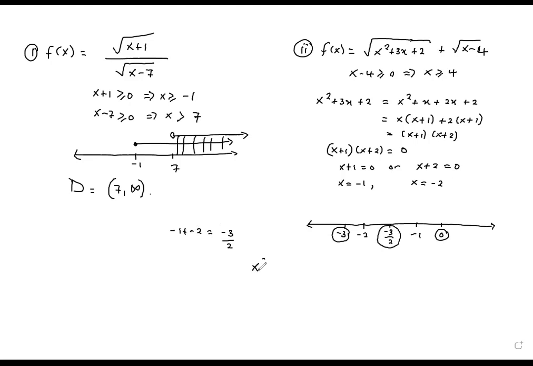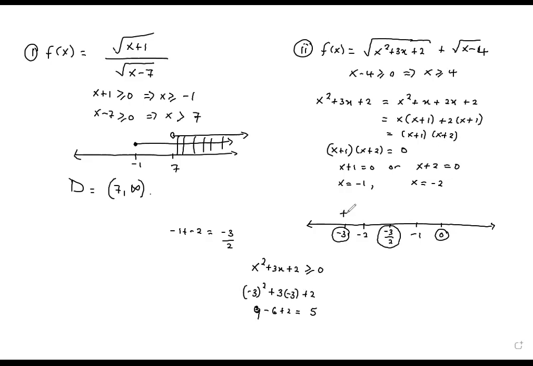We can even use x squared plus 3x plus 2. Remember, this must be greater or equal to 0. If we use -3 here, we have -3 squared plus 3 times -3 plus 2. That is 9 this side, minus 9 plus 2, which gives 2... Positive is our interest.